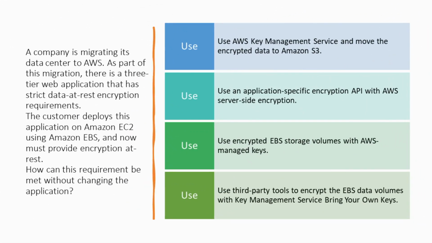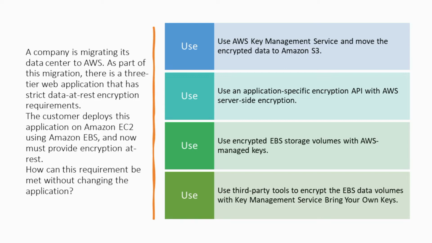A company is migrating its data center to AWS. As part of this migration, there is a 3-tier web application that has strict data at rest encryption requirements. The customer deploys this application on Amazon EC2 using Amazon EBS, and now must provide encryption at rest. How can this requirement be met without changing the application?